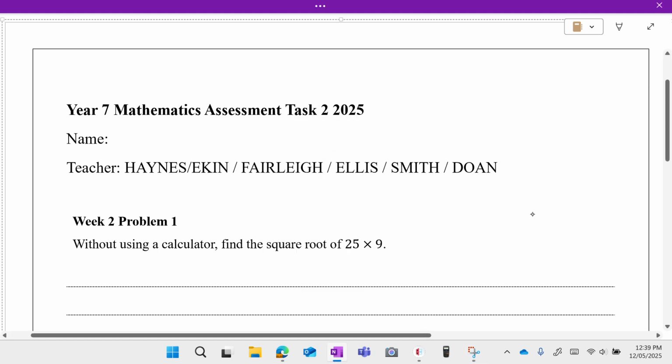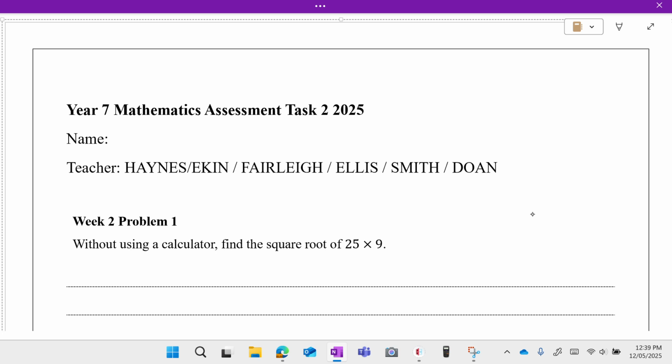Okay, so we're looking at our week 2 problem today. Can you make sure that you're circling, first of all, my name on there so I know whose class you're in? Now today's problem is working on our ability to work with numbers.